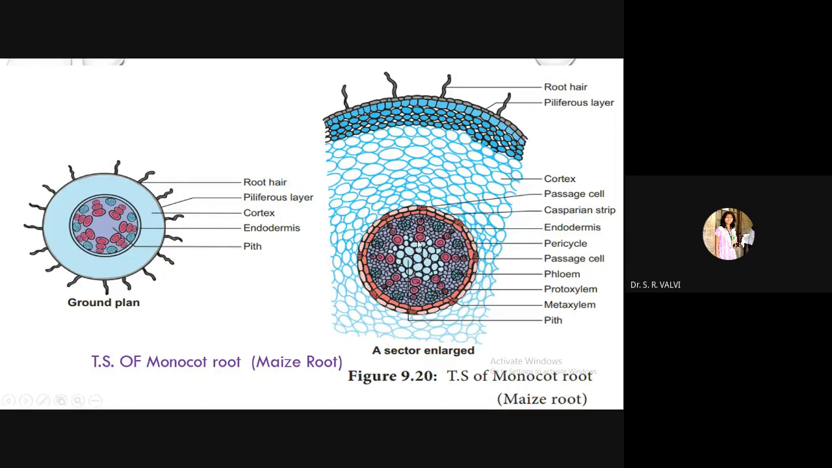Now, next, how are they placed? Xylem cells, how are they placed? See students, see my cursor over here. You will get somewhat bigger cells of xylem present towards the center, whereas the smaller cells are present towards the periphery. Okay? Bigger cells are towards the center and smaller cells towards the periphery. The bigger cells of xylem are called metaxylem, whereas the smaller cells of xylem are called protoxylem.